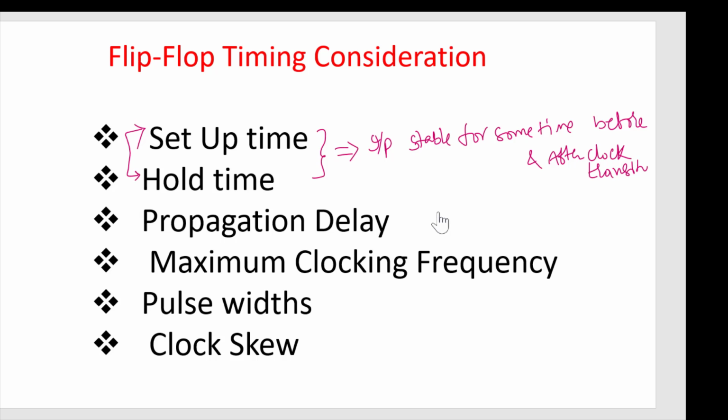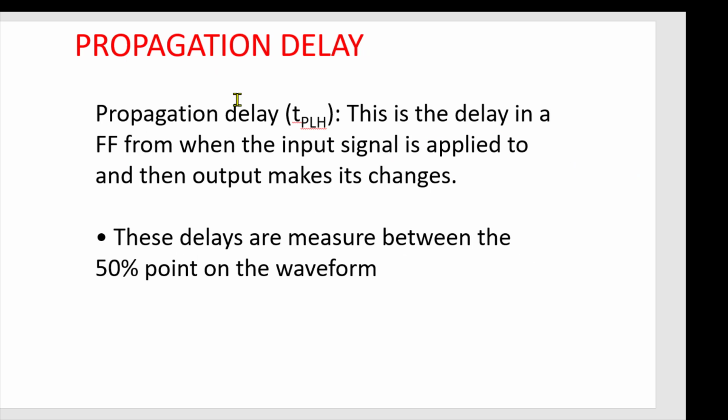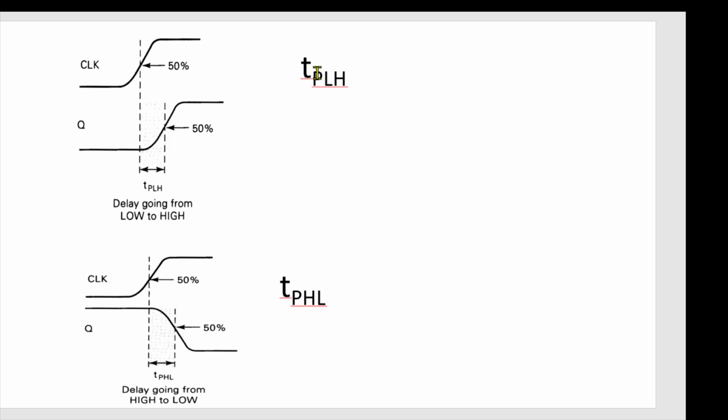Now we'll see the propagation delay. A propagation delay is nothing but a signal moving from low to high or high to low. When the clock makes the transition, it takes certain time to move from 0 to 1 or 1 to 0. So these delays are measured again at 50% of the waveform. Now we'll see what those are. If you look at here, the first one is the time delay for the low to high transition. The second one is the time delay for the high to low transition. This is for 0 to 1 and this is for 1 to 0 transition.